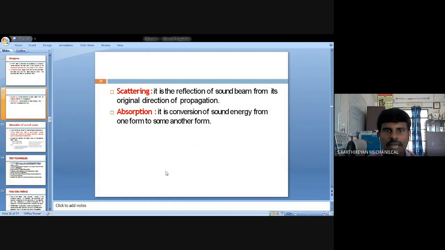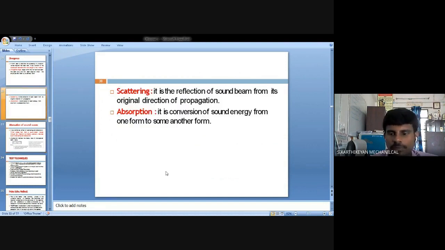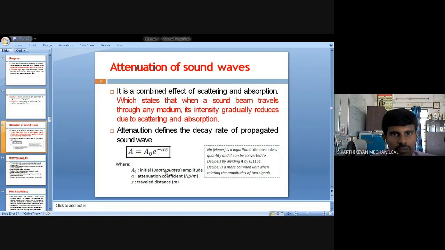The next thing is scattering and absorption. Scattering is the reflection of sound beams from their original direction of propagation, whereas absorption is the conversion of sound energy from one form to other forms. Attenuation in sound waves is the combined effect of scattering and absorption. It states that when a sound beam travels through any medium, its intensity gradually reduces due to scattering and absorption. The common terms are noted below.